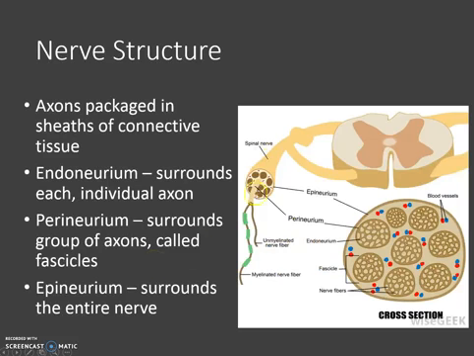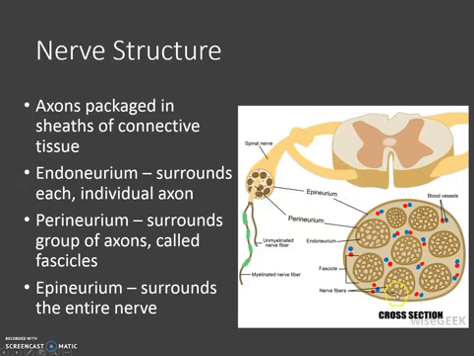Now, if we take a look at the structure of a nerve, it's packaged in a way that is very similar to how a skeletal muscle is packaged. If you recall from the skeletal muscle section, we talked about the endomysium, perimysium, and epimysium. Each of these layers is just connective tissue, like sheets of connective tissue surrounding different structures. In a muscle, the endomysium surrounded each individual skeletal muscle fiber or cell. In nerves, the endoneurium surrounds each individual axon.